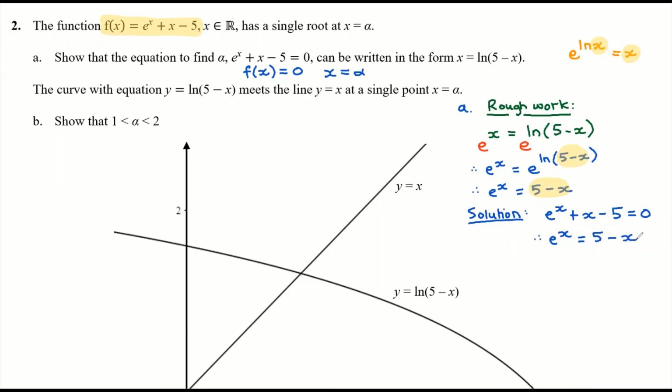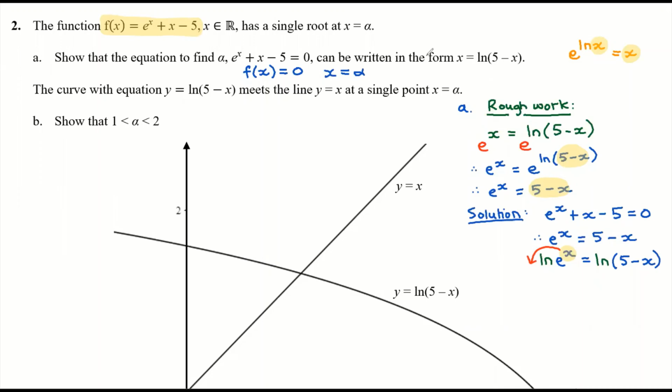Okay, now to create the log, we're going to have to take logs of both sides. So we're going to do the natural log of e to the x is equal to the natural log of 5 subtract x. Okay, we can use the power law for logarithms now. So the x in the power can come down to the front, like that. So it becomes a multiplicative variable.